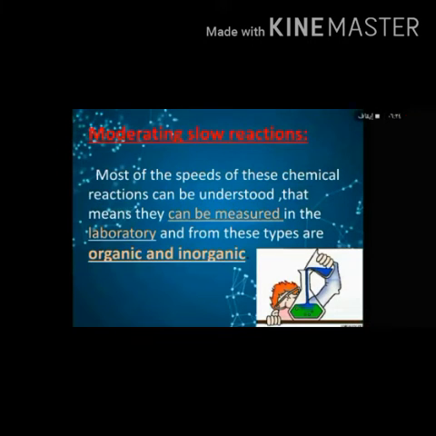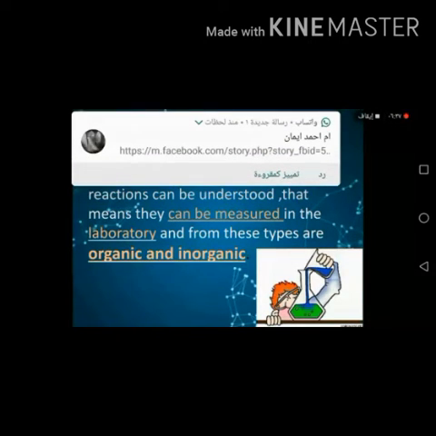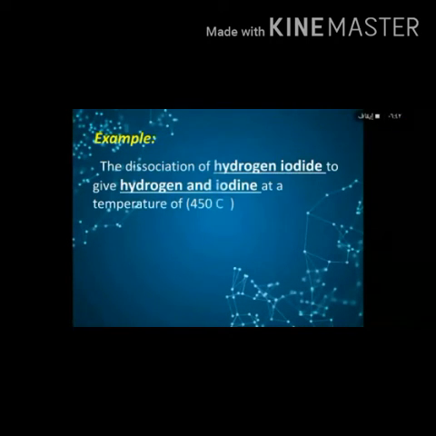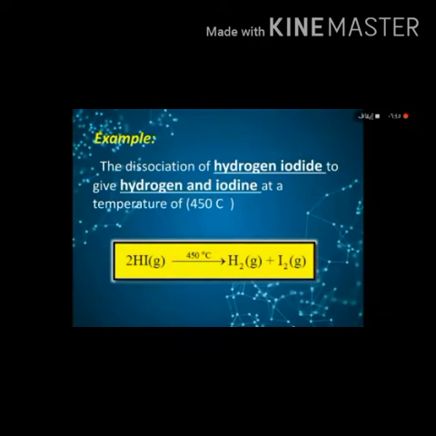Moderately slow reactions. Most of the speeds of these chemical reactions can be measured. That means they can be measured in the laboratory, and from these types are organic and inorganic. For example, the dissociation of the hydrogen iodide to give hydrogen and iodine at a temperature of 450 Celsius, as in the following equation. 2HI at a temperature of 450 Celsius gives us H2 and I2.